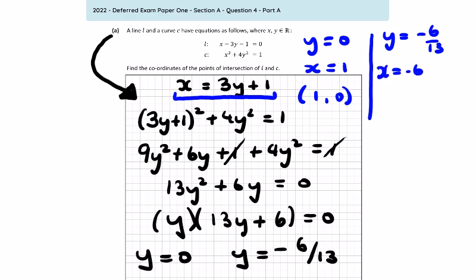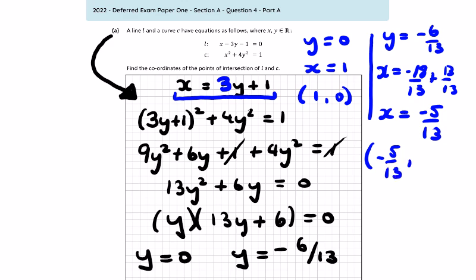X will be equal to minus 6 over 13 plus 13 over 13, 1. So x will be equal to... I'm just saying I didn't multiply the 6 by 3, it's 3y, so be careful when you're subbing in, 3y plus 1. So 3 sixes are 18, so minus 18 over 13 plus 13 over 13 to give minus 5 over 13, minus 5 over 13, and minus 6 over 13 is the other point of intersection. Normally we get some sort of fractions that will challenge us within these questions.